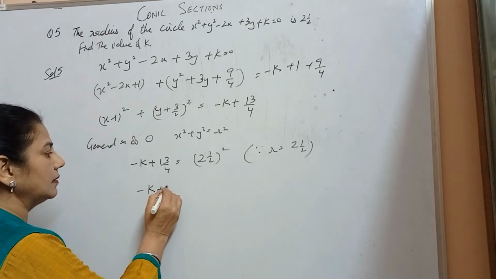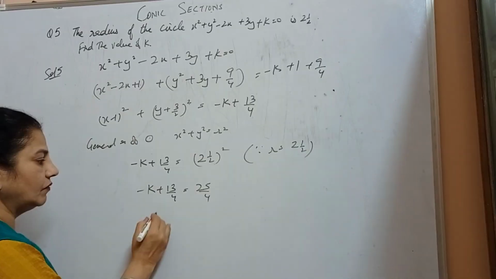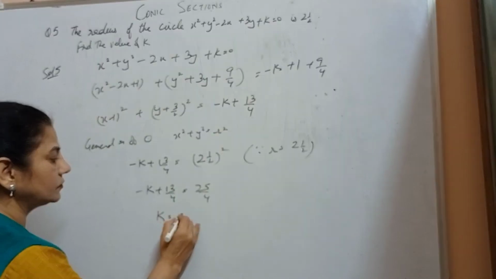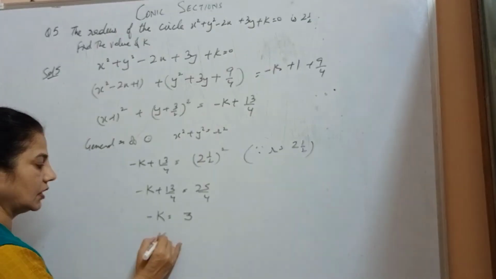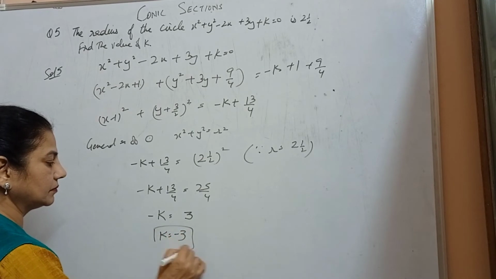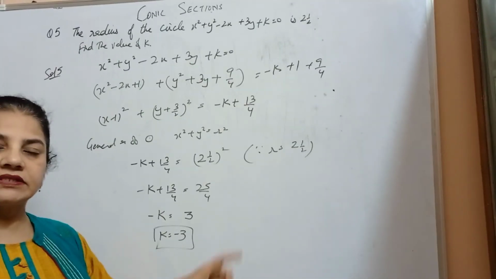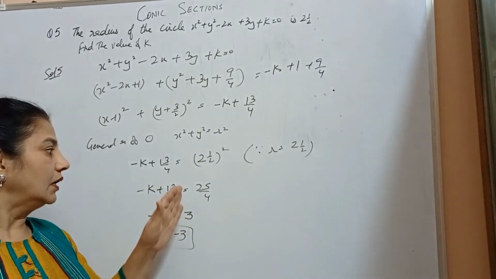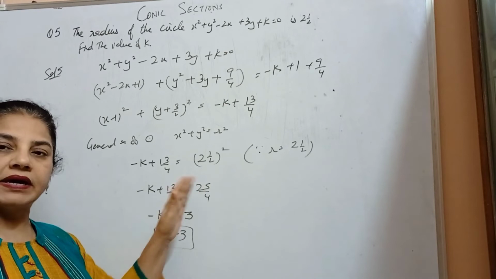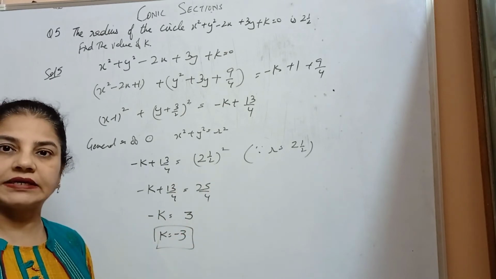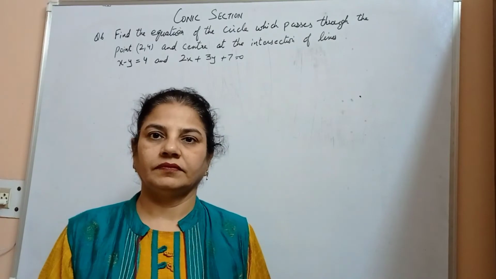So minus k plus 13 by 4 is equal to 25 by 4. On solving, minus k is 25 by 4 minus 13 by 4, which is 12 by 4, that is 3. So minus k gives me the result as 3, and k is equal to minus 3. So we get the value of k as minus 3.